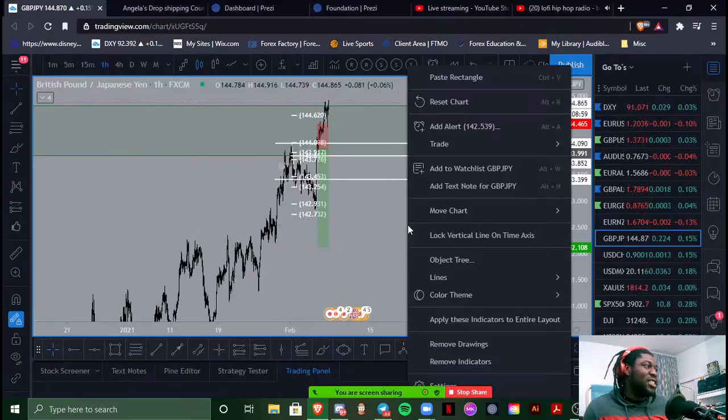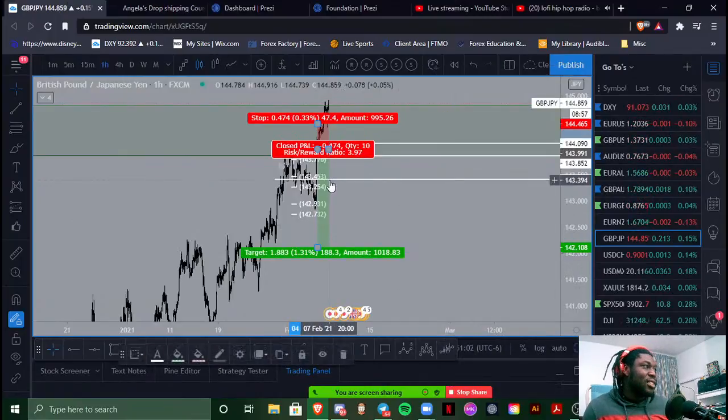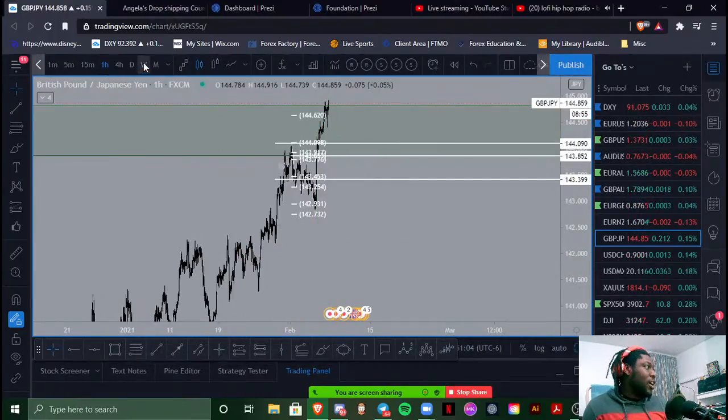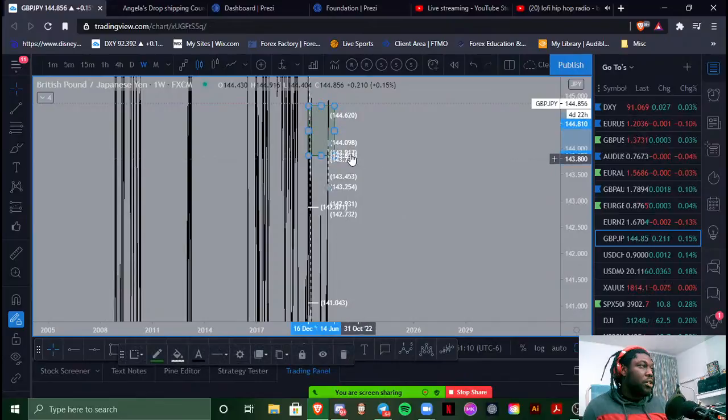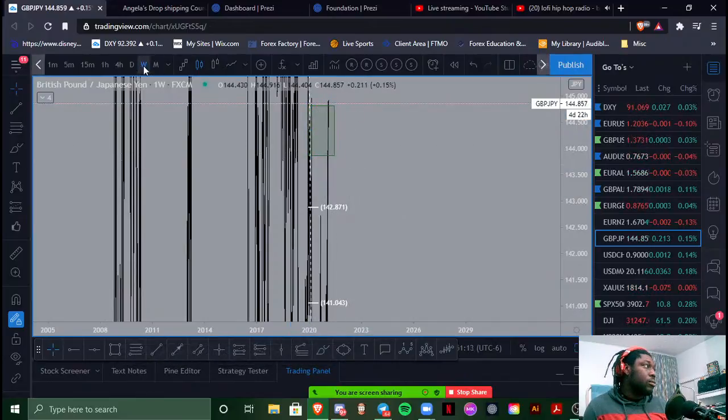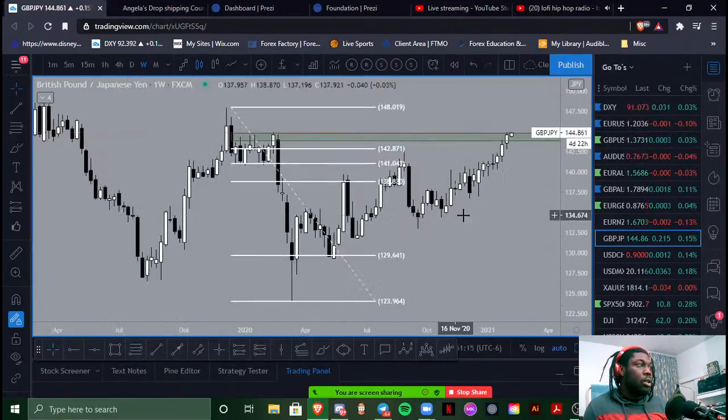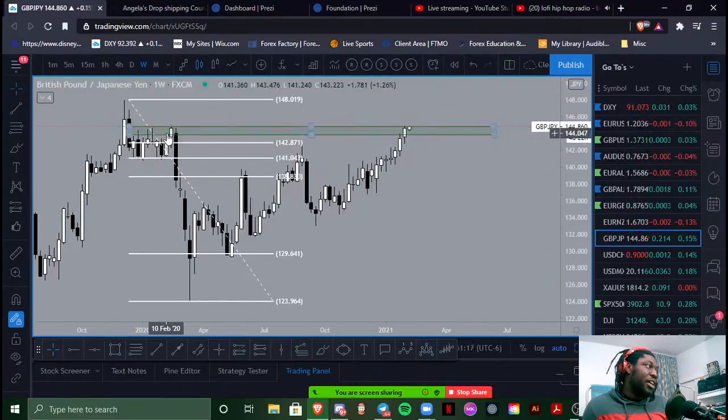GBPJPY. This is nuts. Alright, let's get rid of that weekly. Get rid of all this nonsense on here. Okay, price still holding here. It looks just like GU to me. If price holds here, sell it.